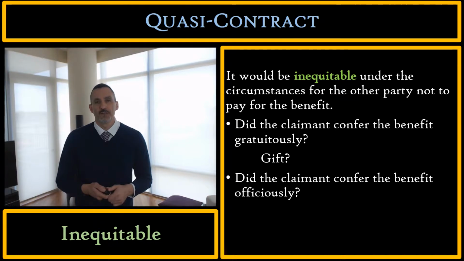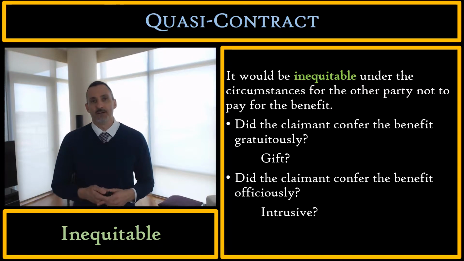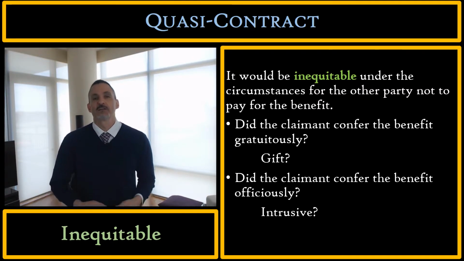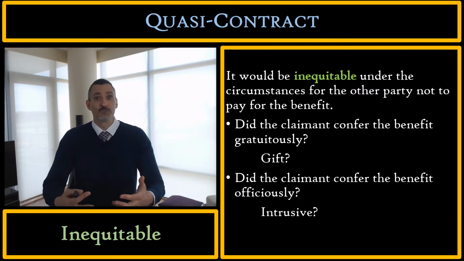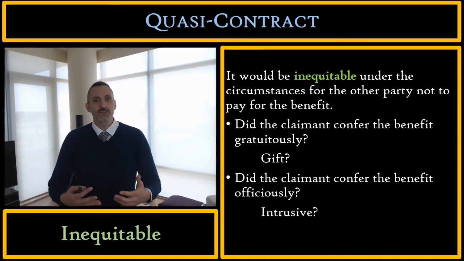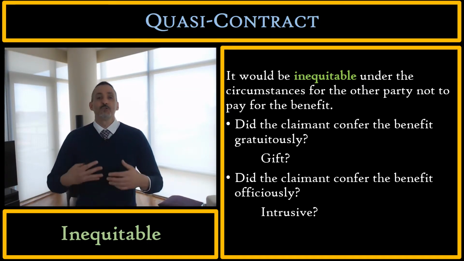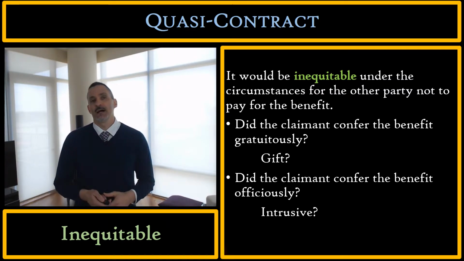Now, the second factor we want to consider is whether the party who conferred the benefit did it officiously. And you might say, what does officiously mean? Well, it means, were they acting in an intrusive manner? Right? Now, the question here is whether contractor was acting in an intrusive manner. If contractor is acting officiously, then it is equitable for homeowner B to keep the benefit, to keep the patio without paying contractor for this.